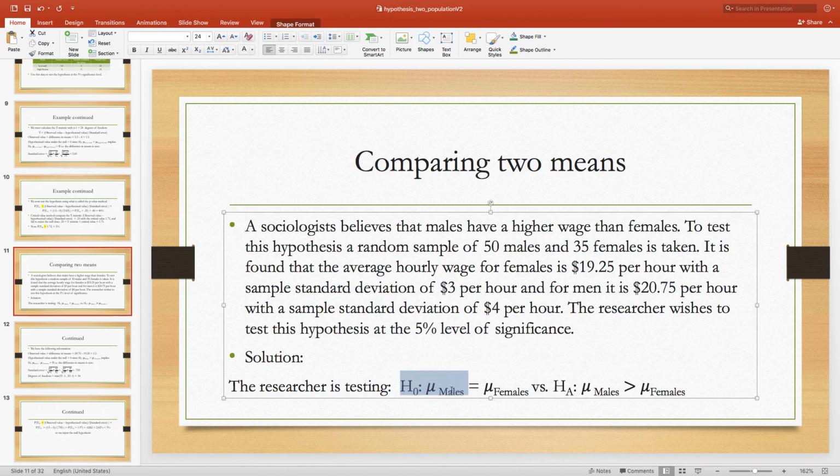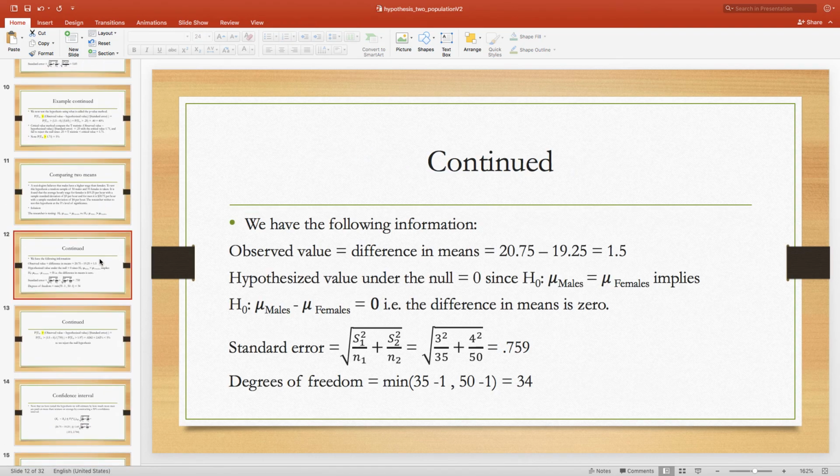Our null hypothesis is that the two groups have the same salary. The alternative is that men make more than women, and that is the hypothesis of the sociologist. Okay. So we have this information. We have the observed value, which is the observed difference in means. It's 20.75 minus 19.25, it's $1.5 per hour. And the hypothesized value under the null is 0. Okay, so is this difference due to random chance, or is it due to the fact that men make more than women? And that's the hypothesis that we want to test.